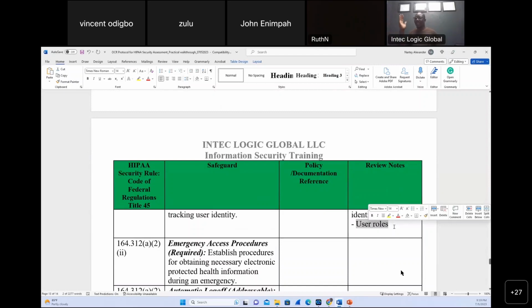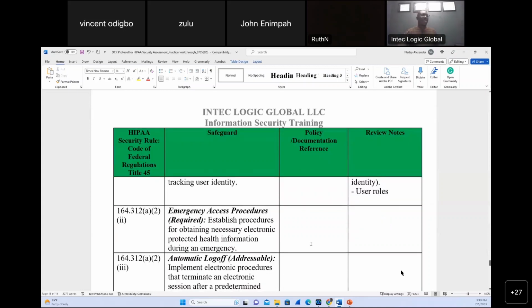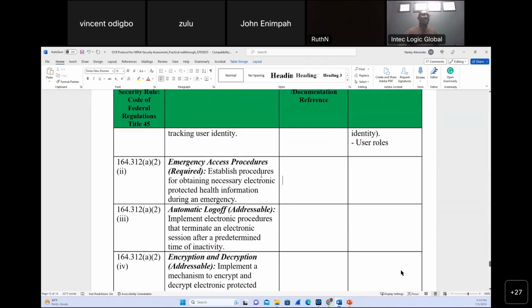Saying that this person is a nurse, he belongs to the nurse role. This person is a doctor, he belongs to the doctor's role. That is how it's supposed to be, right? So assign user roles. The next one, emergency access procedure. Establish procedures for obtaining necessary electronic protected health information during an emergency.